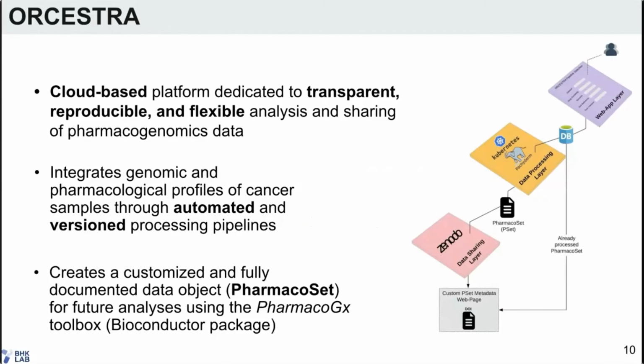To solve this issue, we developed a platform called ORCESTRA, which is a cloud-based platform that allows for the transparent, reproducible, and flexible analysis and sharing of pharmacogenomics data. It integrates both genomic and pharmacological profiles of cancer samples through automated and versioned processing pipelines using a tool called Pachyderm. And at the end, it creates a customized and fully documented data object known as a pharmacoset or PSet for future analyses using the PharmacoGx Bioconductor package.